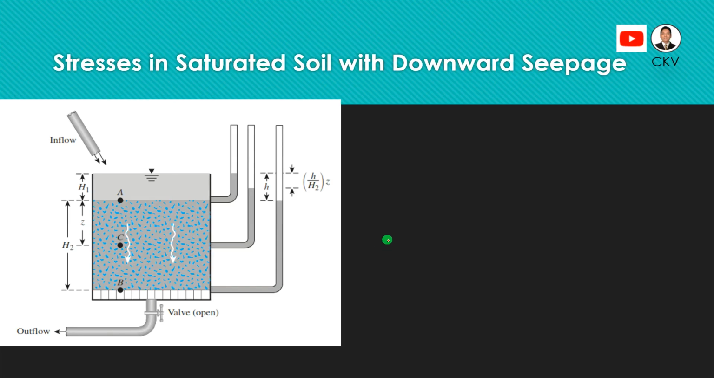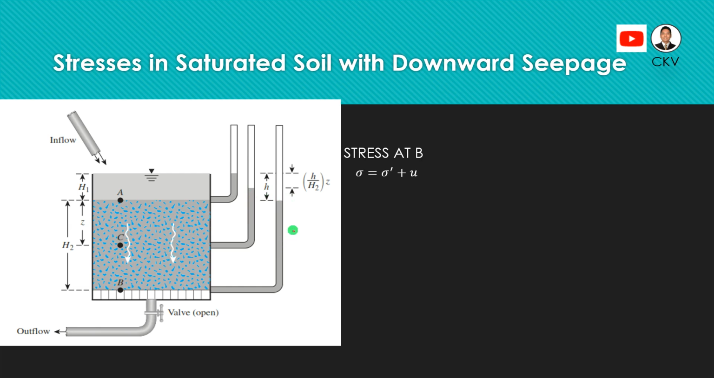So for stresses in saturated soil with downward seepage, as you can see in the figure, the pressure head at point B, or the bottom portion of the soil layer, is lower than the pressure head at the top portion of the soil layer. So it is an implication that there is a decrease in pressure at point B.